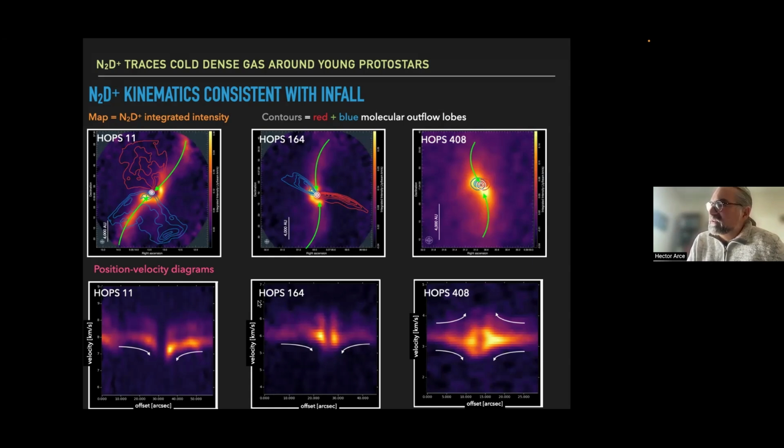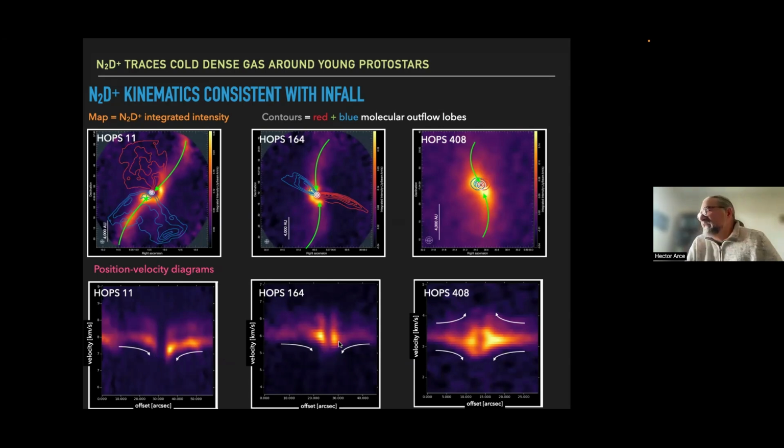In the position-velocity diagrams, this is velocity on the y-axis and position on the x-axis, and you can see that as you get closer to the protostar, which is here, the velocity changes. I mean, it decreases. Yeah. This is the gas. The velocity of the gas changes as you get closer to the protostar. So this structure seems to be consistent with what we call streamers.